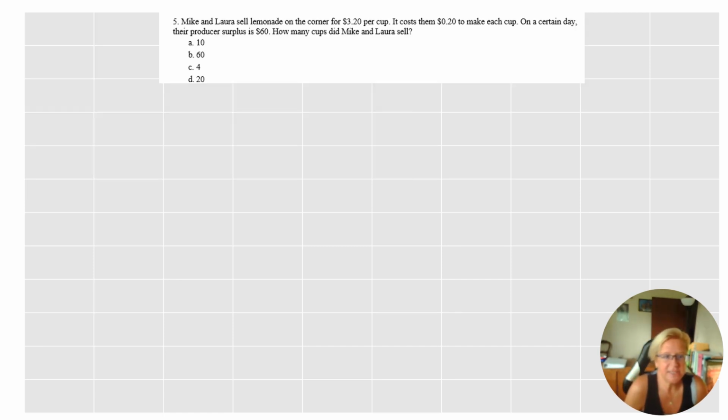In our last example, they give us something just a twitch bit different, and they're going to tell us what producer surplus is here. Mike and Laura sell lemonade on the corner for $3.20 per cup. It costs them 20 cents to make each cup. So our price is $3.20. The cost, which is where their supply curve comes in, is 20 cents. So their profitability per cup is $3.